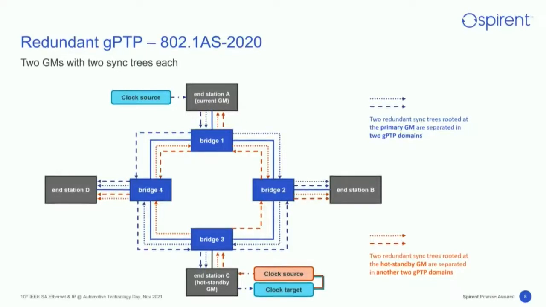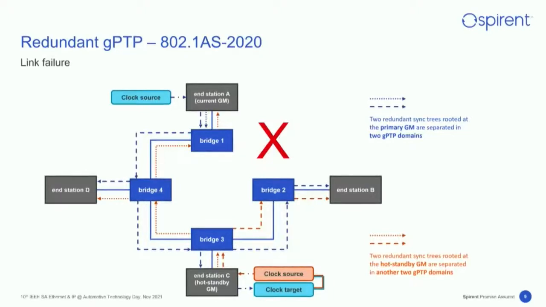Let's see, for example, if we have a link failure. What will happen if the link between bridge 1 and bridge 2 goes down? It doesn't need to go down permanently, it can go down for just a couple of seconds because of a connector problem or something like that. In that case, we see that some sync path will disappear, but nonetheless, all the nodes in this configuration will have at least 2 different paths of receiving time information, from both GMs.